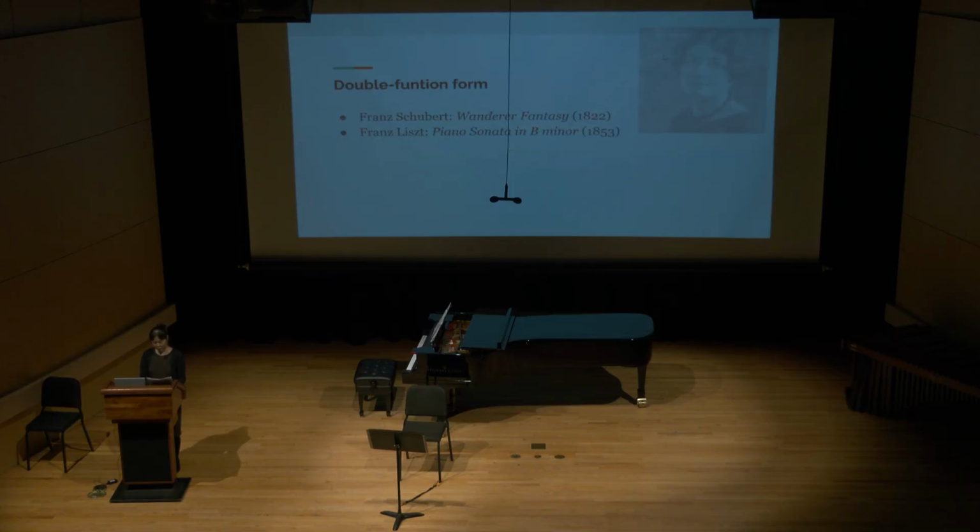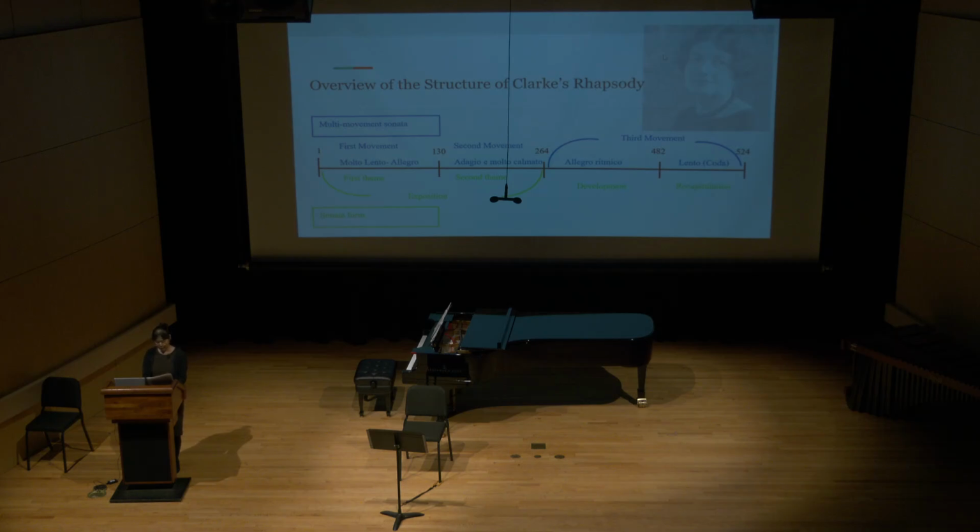So the form Clarke chose to use in the Rhapsody is called the double function form. It is a form applied in Schubert's Wanderer Fantasy in 1822 and Liszt's B minor Sonata in 1853. And here is the overview of the Rhapsody's form. As you can see, it can be interpreted in two ways. That's why it's called a double function form.